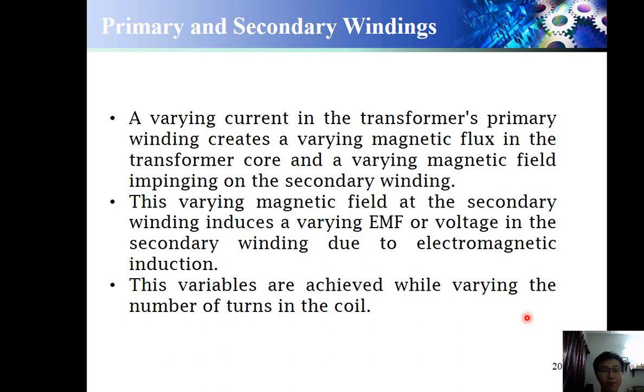Primary and secondary winding. A varying current in the transformer primary winding creates a varying magnetic flux in the transformer core, and a varying magnetic field impinging on the secondary windings. This varying magnetic field at the secondary winding induces a varying EMF, or voltage, in the secondary winding due to electromagnetic induction.